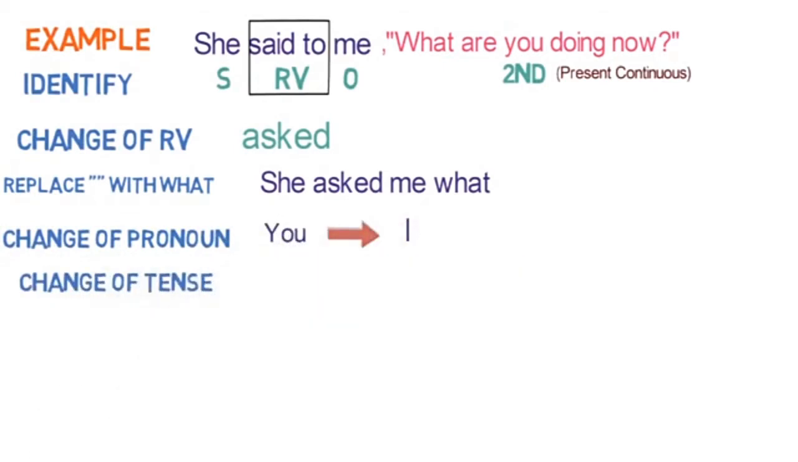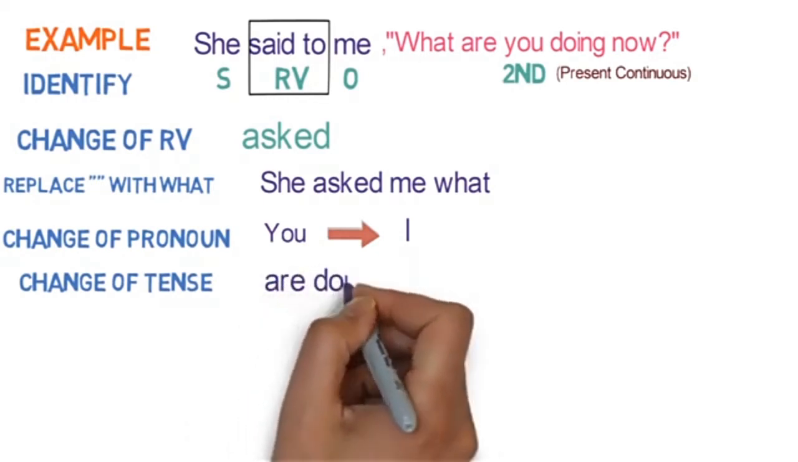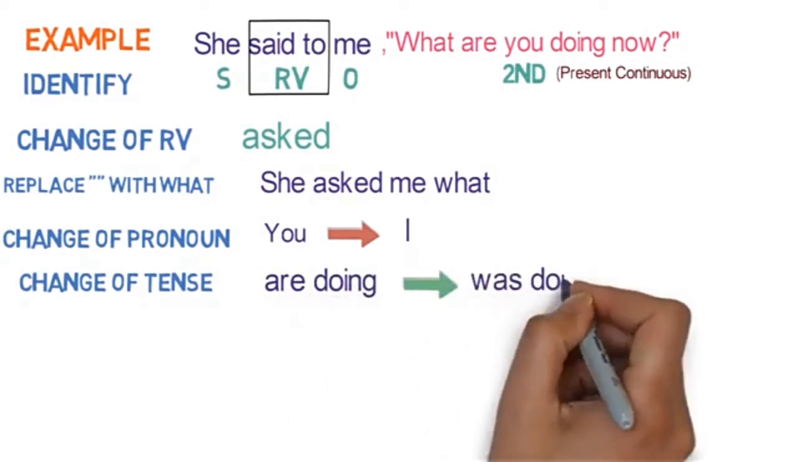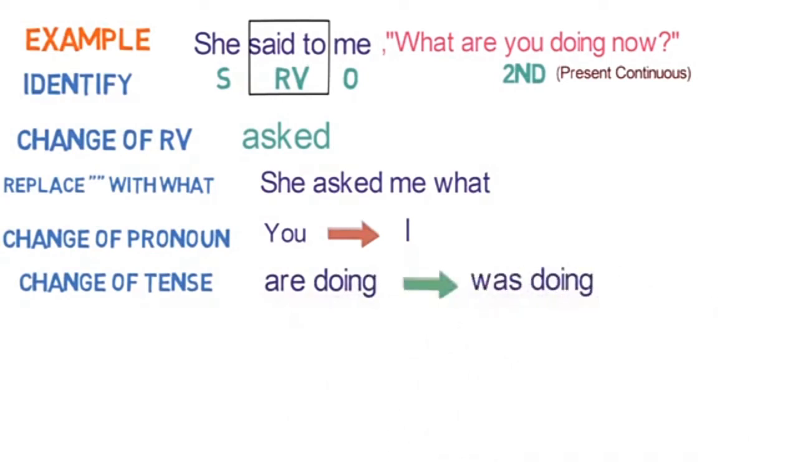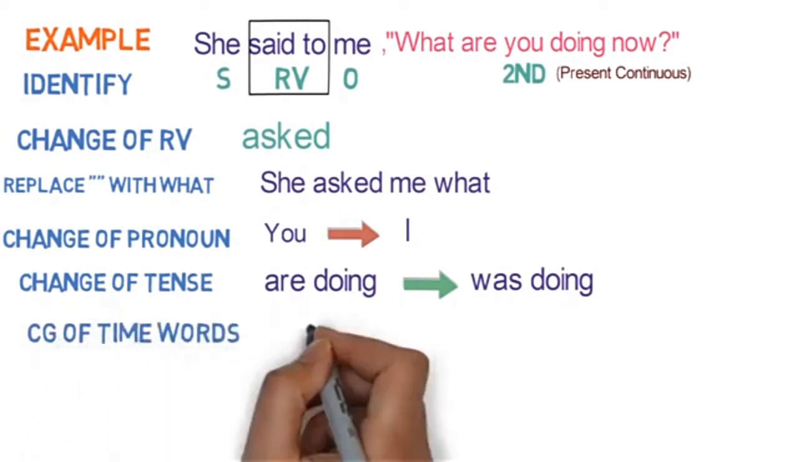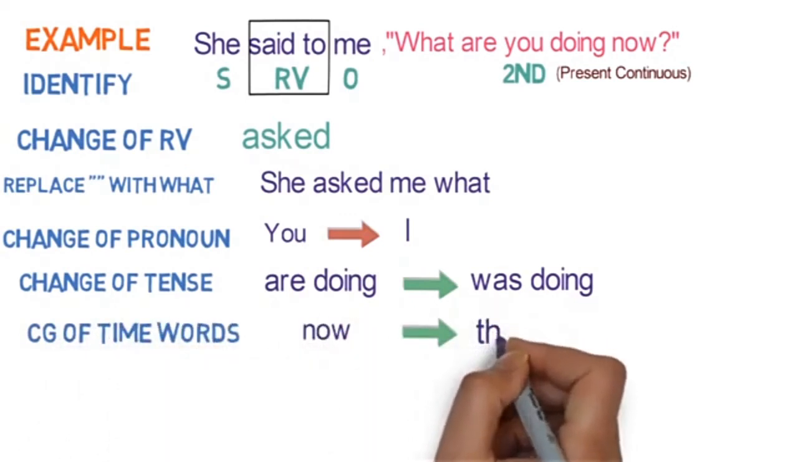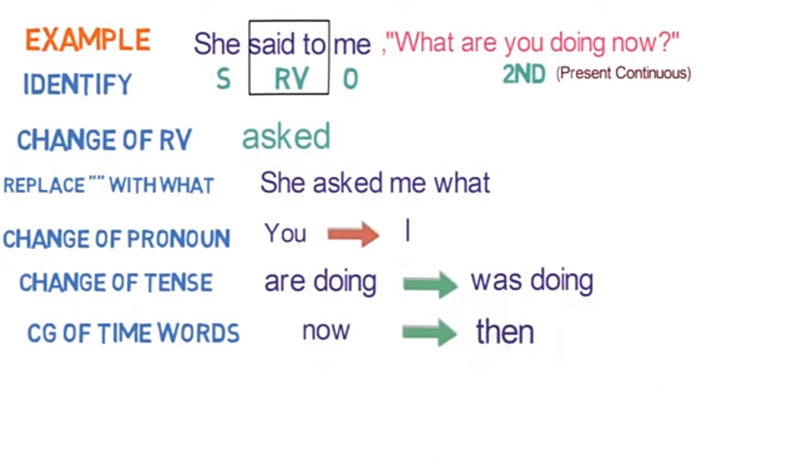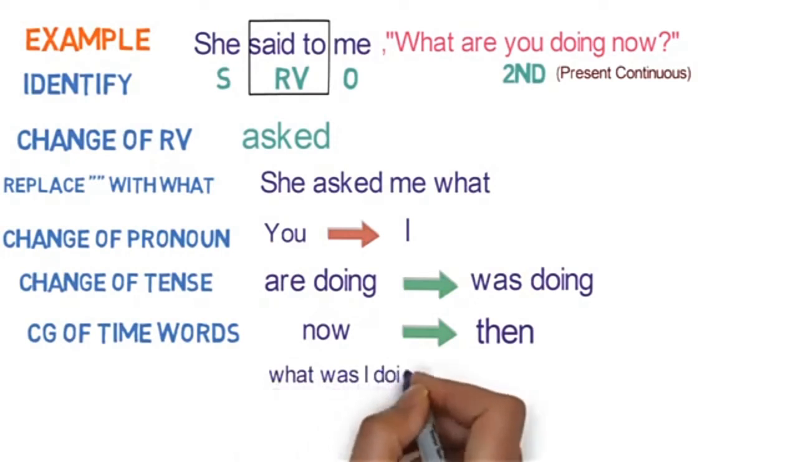Step 5 is a change of tense. Here the reported speech is in present continuous. So it will convert into past continuous. So are doing gets converted to was doing. Step 6 is the change of word denoting time. Here now will be converted to then. So after step 6 the sentence is, what was I doing then?